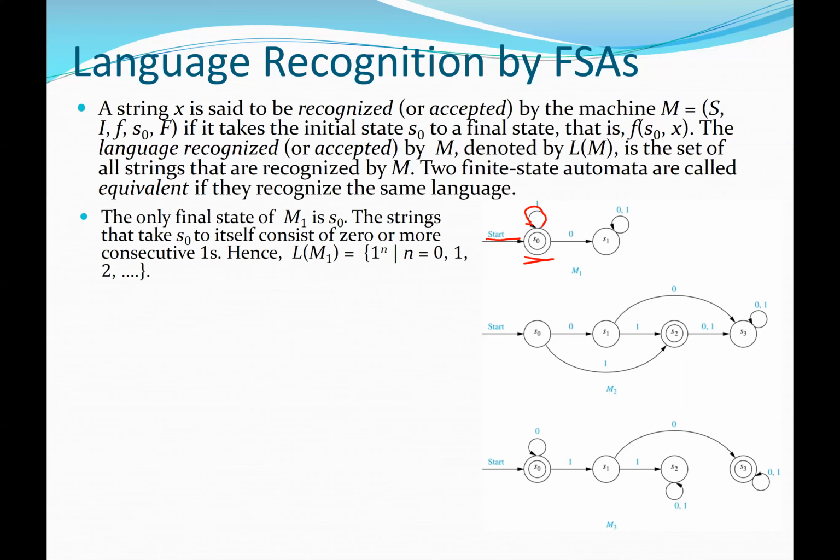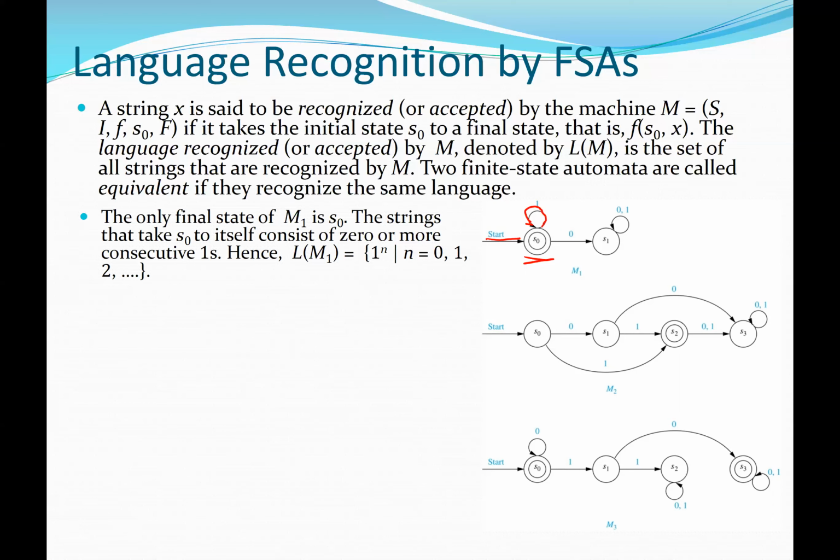So the only final state is S0. The string that takes S0 to itself will be a 1, or you can do 1, 1. You can loop around as many times as you want. So L of M1 will be 1 to the n power, where n equals 0, 1, 2, 3, 4, 5. We talked about that, the Kleene closure, before.